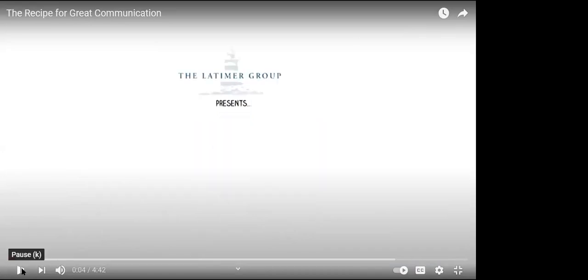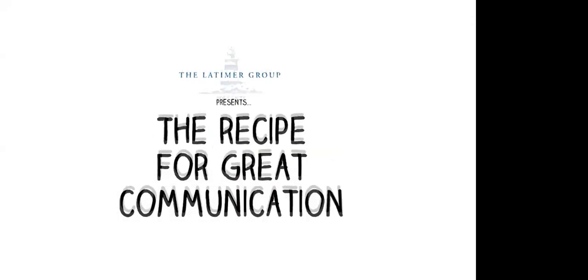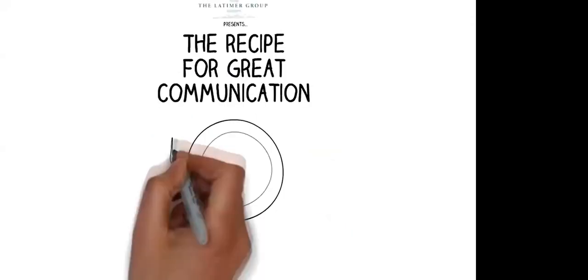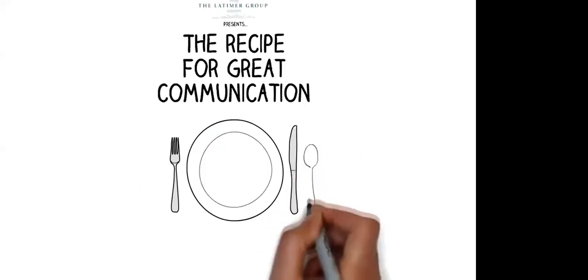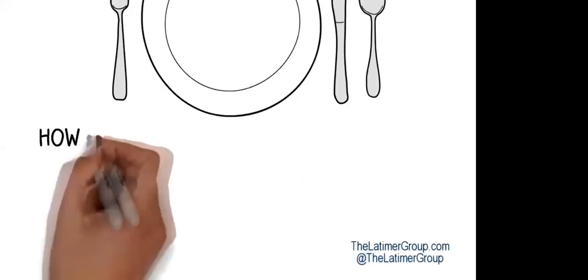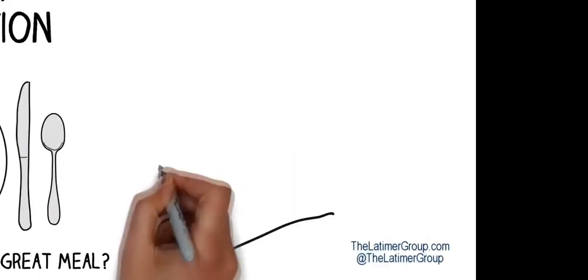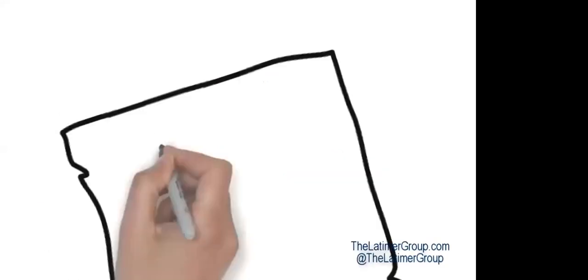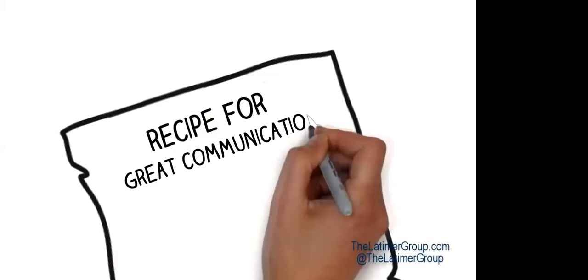Recipe for great communication. If we were going to think about our communication as a meal, what are the ingredients that we need to have present in the meal? How do we put together a great meal? Well, let's think about it this way. There are really 5 ingredients that have to be present all the time for great communication to be possible.